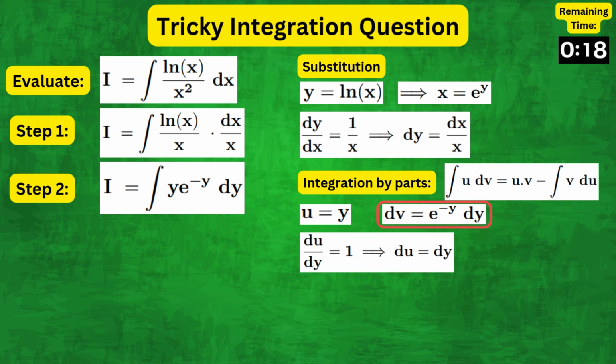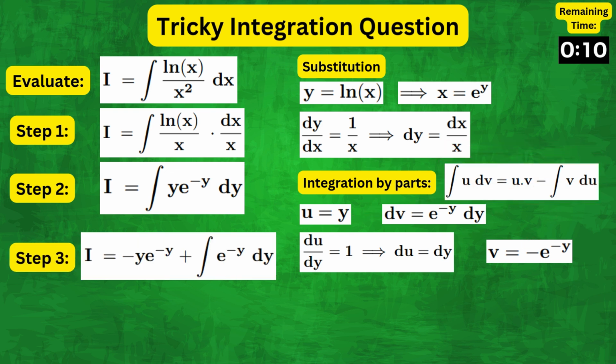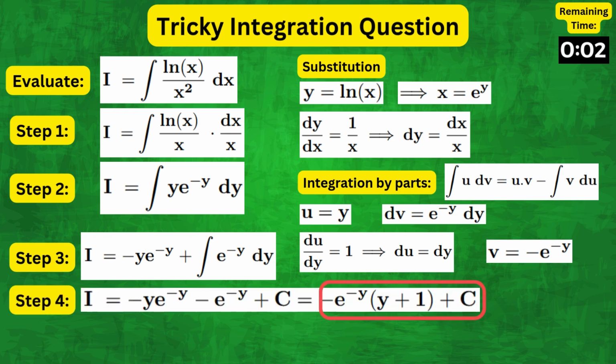Now coming back to the question, du by dy equals 1, and therefore du equals dy, and integrating this equation on both sides, we get v equals minus e to the minus y. So using the integration by parts formula, we get I equals minus y e to the minus y plus the integral of e to the minus y dy. And performing the integration, we get minus e to the minus y plus 1 plus c.